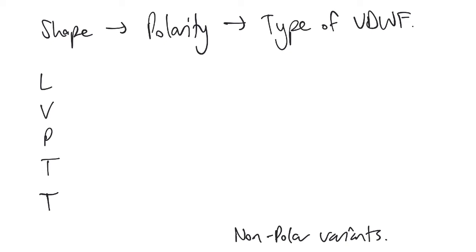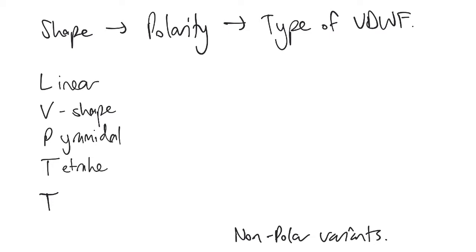This is Mr. Lim again, and this is another special request on how to work out, from a shape, the polarity and the types of van der Waals forces that it then has. So what are the 5 different types of shapes you can have for molecules? You can have linear, V-shaped, pyramidal, tetrahedral, and trigonal planar. And if you can't work out from an electron dot diagram what the shape is, you should go watch a video or ask about that later on.